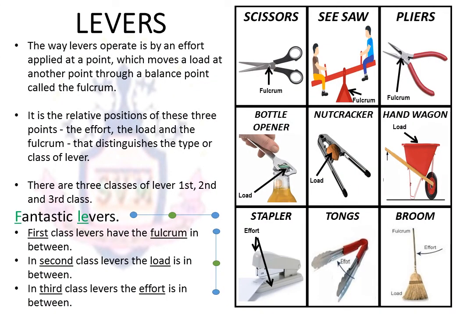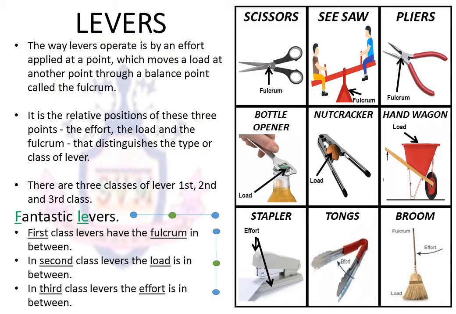A lever is a pretty simple topic if you just keep in mind two things. First, whenever you are faced with an example, you will draw a straight line. And second, remember the shortcut fantastic levers, that is F, L and E. There are three types of levers, and in the first type, the fulcrum should be in between. In the second type, the load will be in between. And in the third type, effort will be in between. The shortcut, fantastic levers.